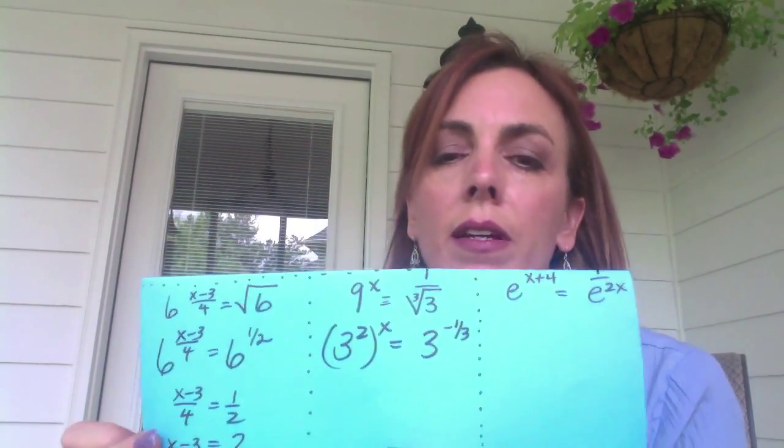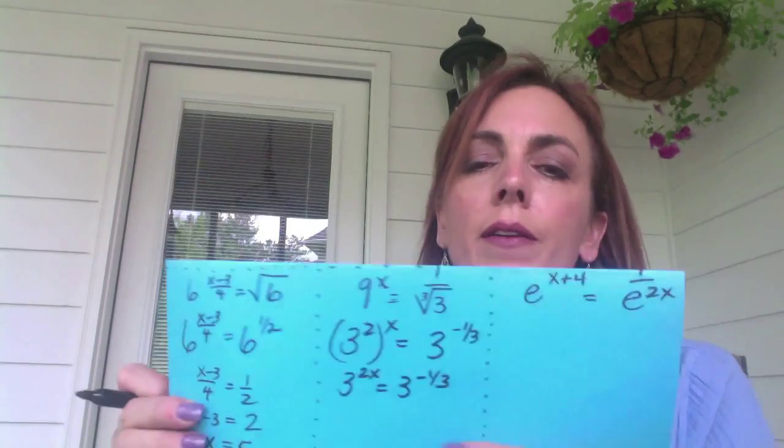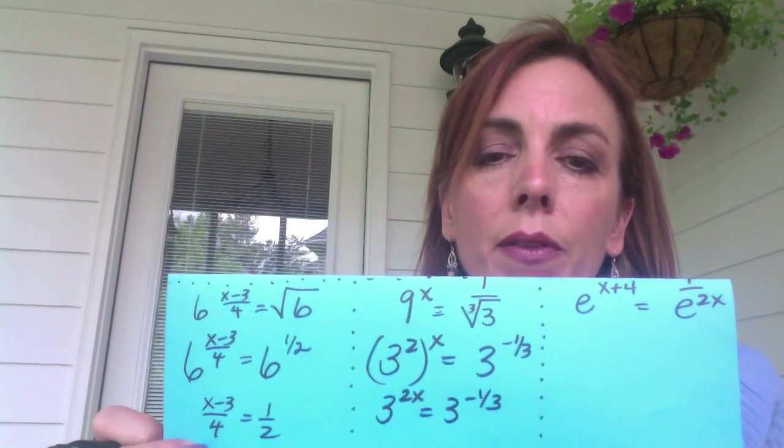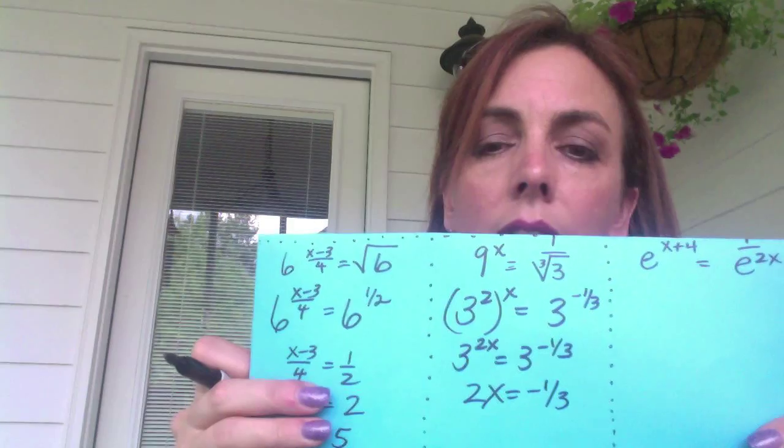So we have something that looks like this. Let's simplify a little bit more. So we've got 3 to the 2x is equal to 3 to the negative 1/3. Then we're at a point where we can drop those bases. 2x is equal to negative 1/3. And then we can divide by 2 and get x is equal to negative 1/6.